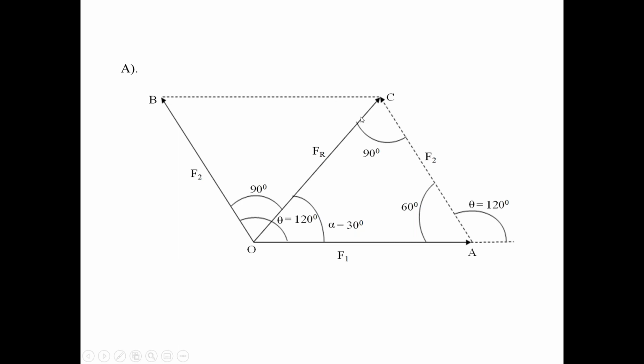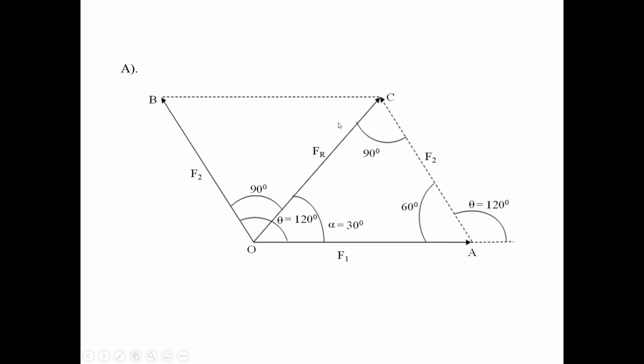Check out this triangle carefully, the triangle OAC. At O, the angle is 30 degrees. At C, the angle is 90 degrees. 30 plus 90 is 120, so at A, the angle is 60 degrees. The sum of the three angles is 180 degrees. So this is the triangle OAC in the parallelogram. In that triangle, OA is F1, AC is F2, OC is FR.